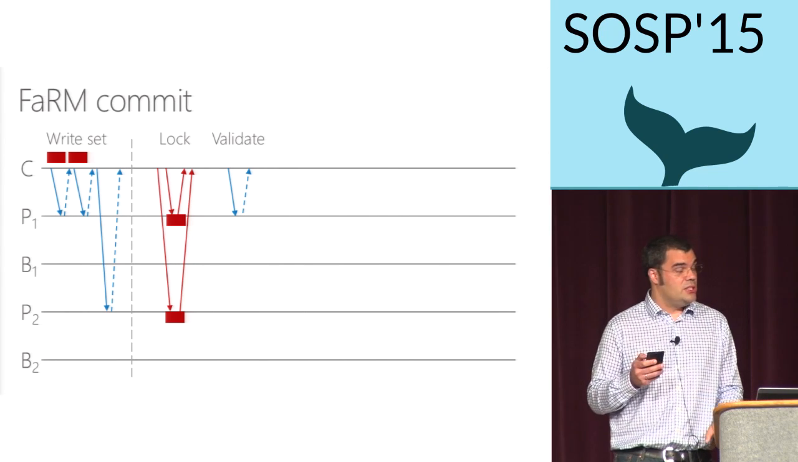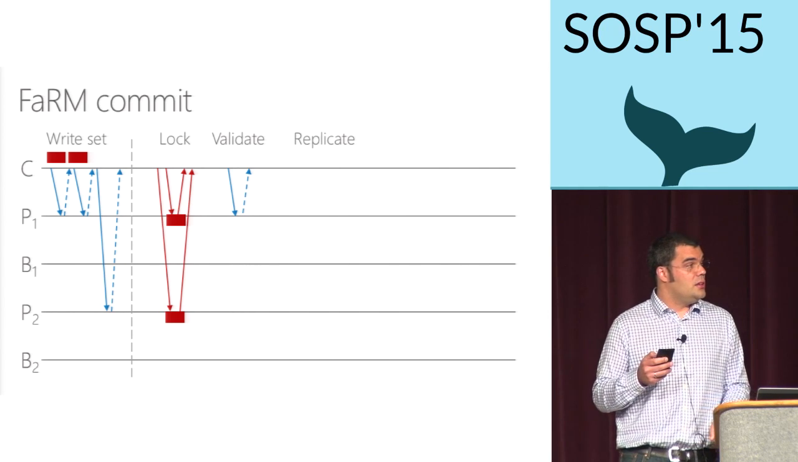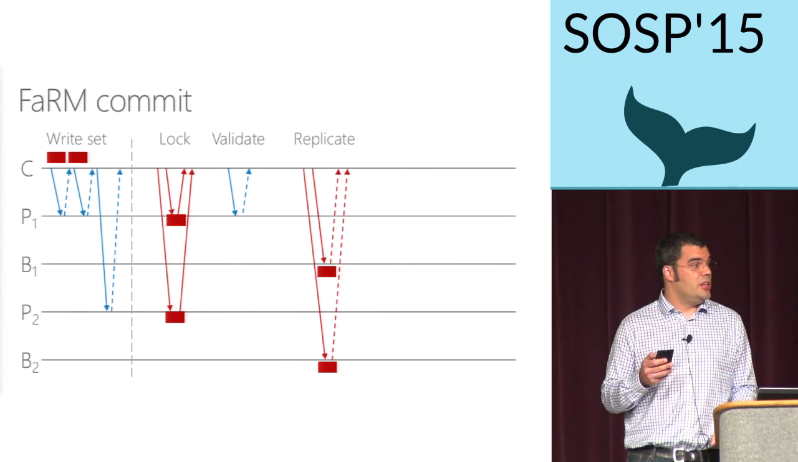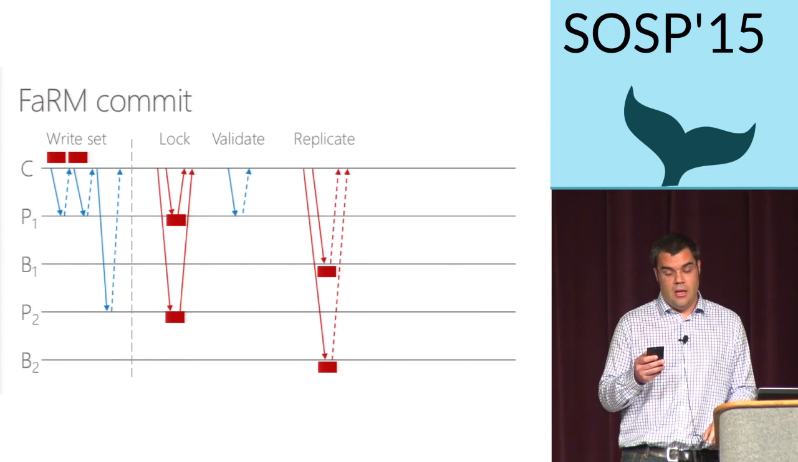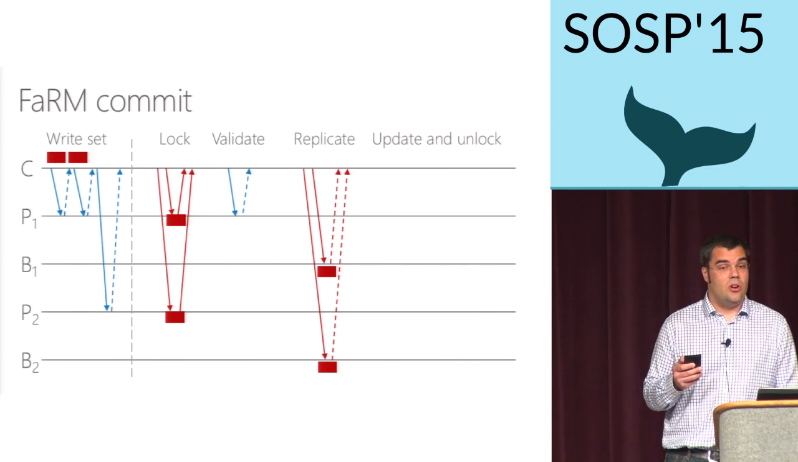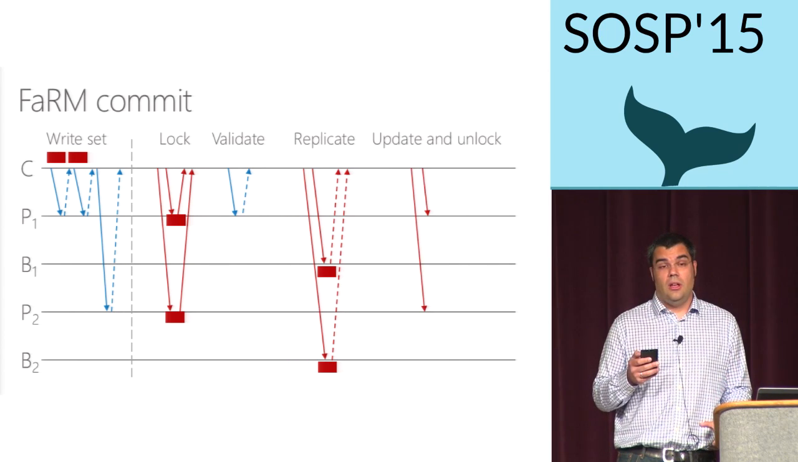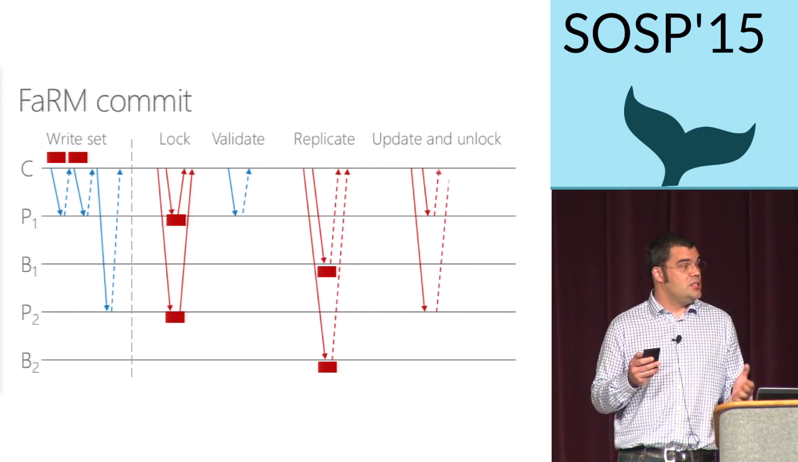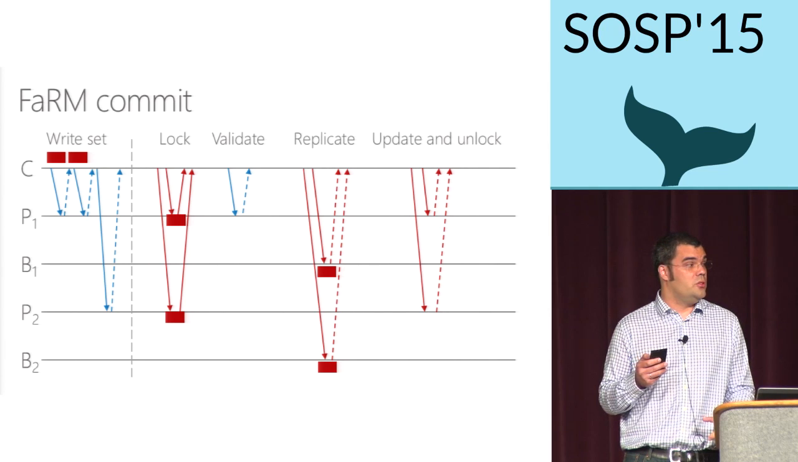If the validation succeeds, the next step is to replicate the log, and this is done by the coordinator writing messages to the backups. And this is done by using these one-sided RDMA writes. There's no need to wait for the backups to actually process the message. When the replication is done, the coordinator is going to update and unlock the objects. And this is done by writing these commit records into the transactional logs of the primaries. Again, this is done using one-sided RDMA writes, and a transaction can be reported committed to the client as soon as the hardware acknowledges the receipt of the messages.